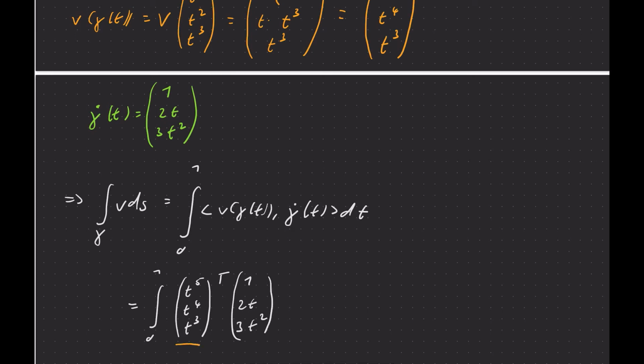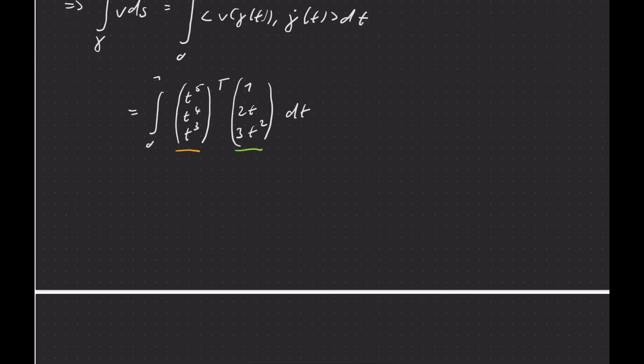Again, this is the orange part. This is the green part here. And we need to integrate that dt. So what we get here is the integral from 0 to 1 of t to the power of 5 plus 2 t to the power of 5 plus 3 t to the power of 5 dt. So that's altogether 6 times t to the power of 5. So 6 times this integral t to the power of 5 dt.